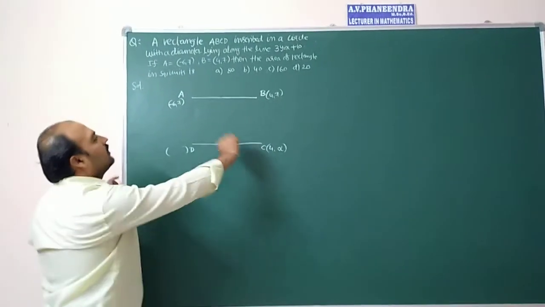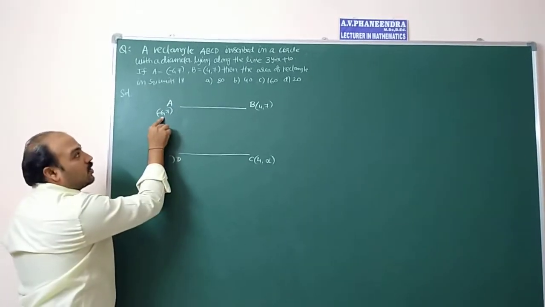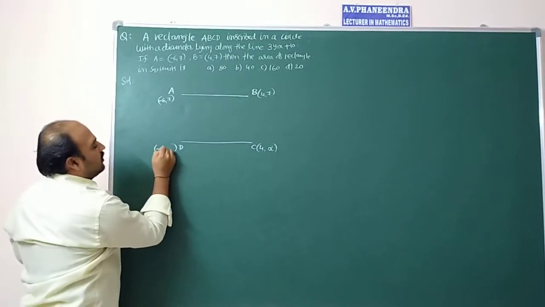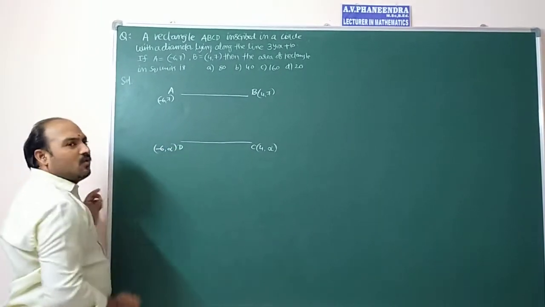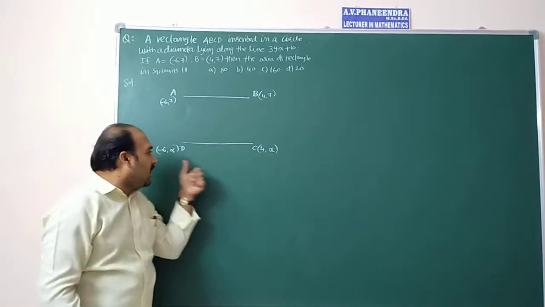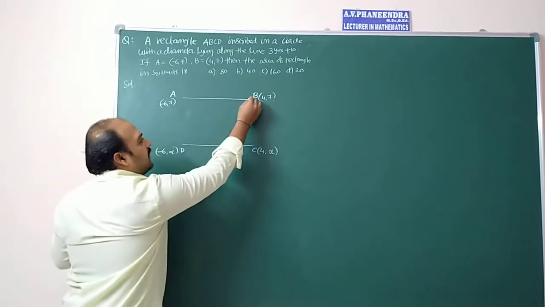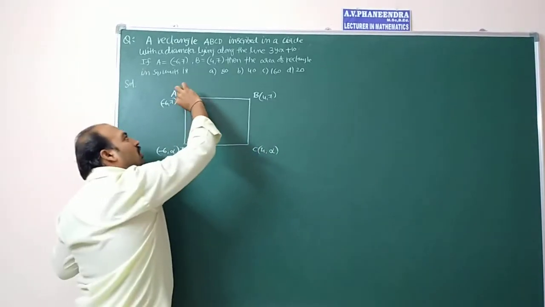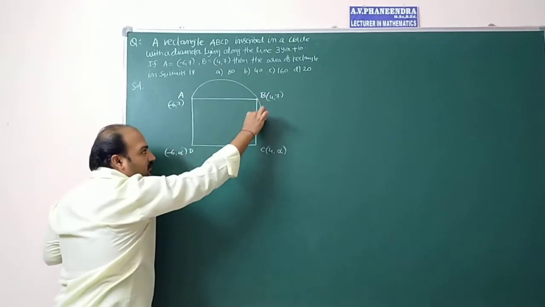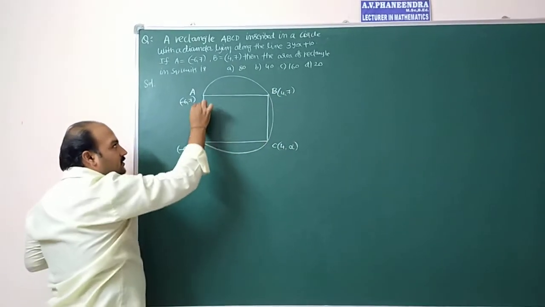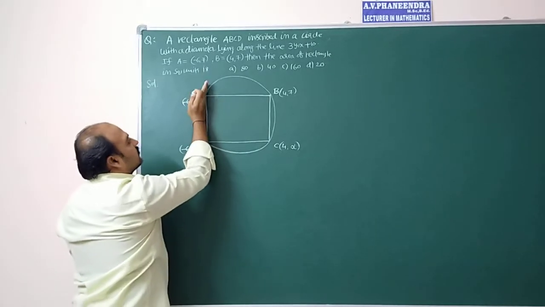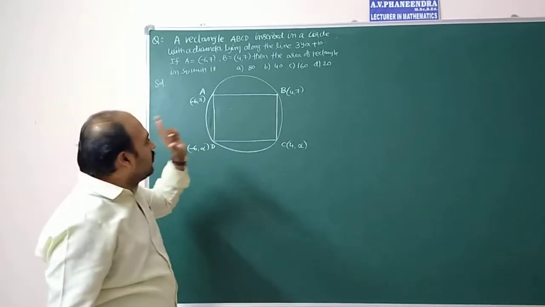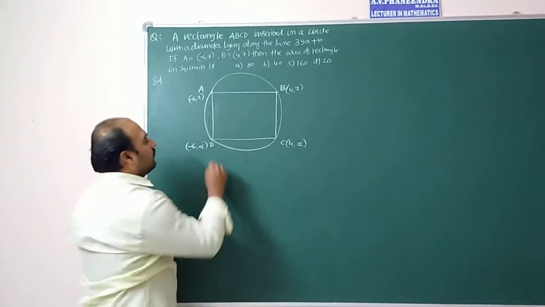Here also the same thing. A's x coordinate is -6. A and D are on a vertical line, which means the x coordinate should be equal. So (-6, alpha) here also. Why? Because this is a horizontal line, and for a horizontal line the y coordinate should be equal. Now join like this. If you draw the circle through these points, like this, now the rectangle is inscribed in the circle.